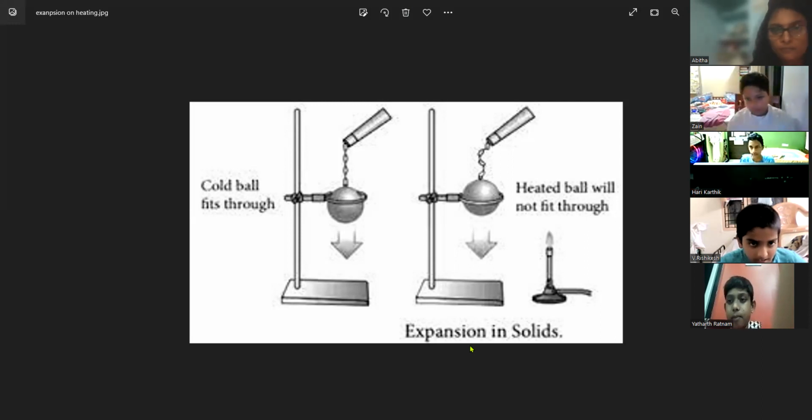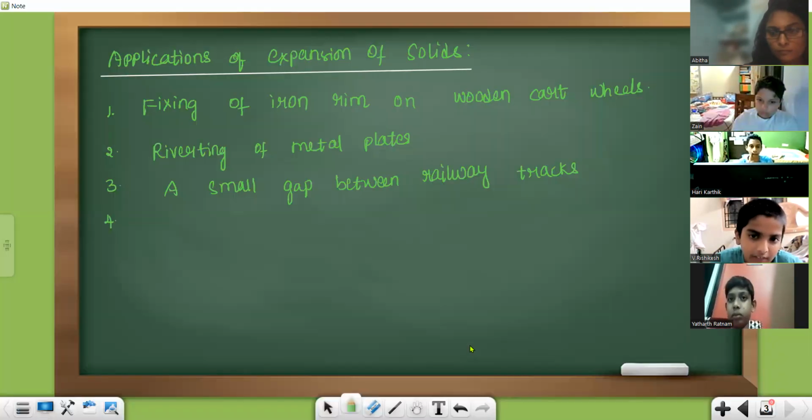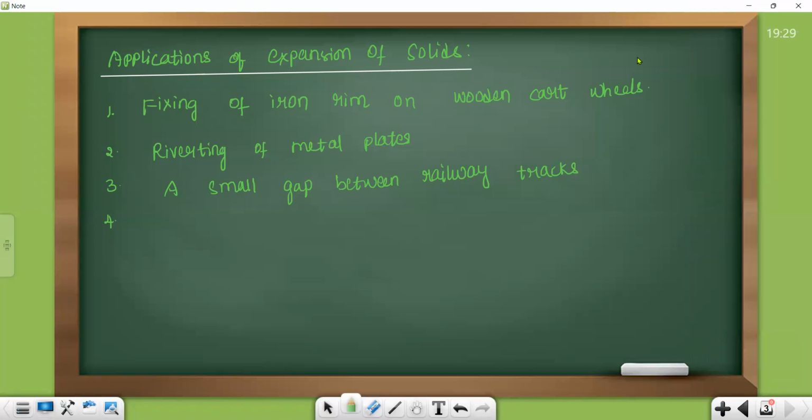Ma'am, like their side one candle is there, no, ma'am. First the ball can go easily, ma'am. But next when we heat the ball and try to pull it through the ring, it will not come, ma'am, because it expands on heating.